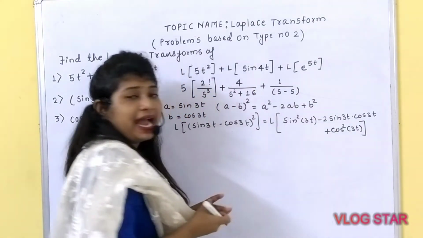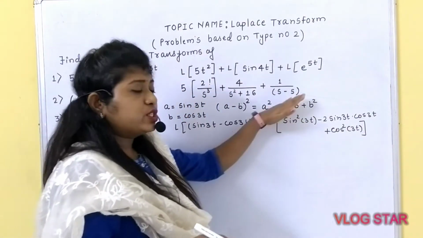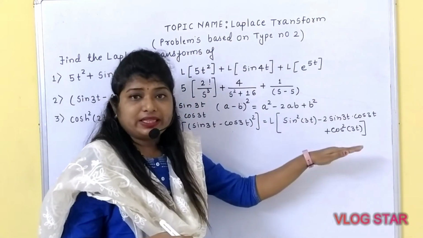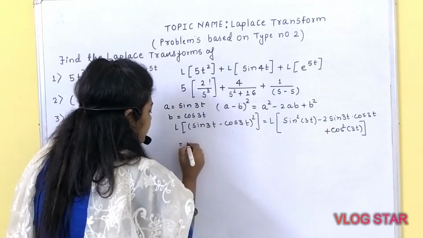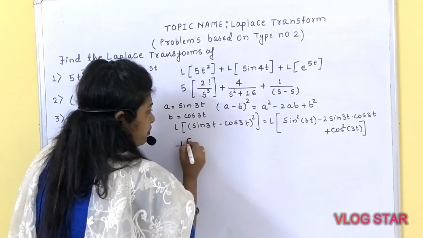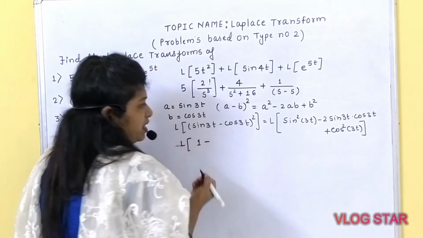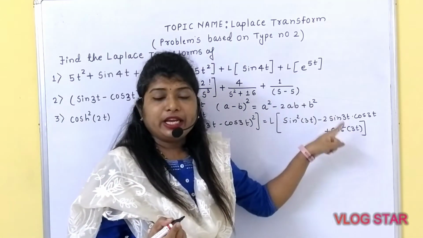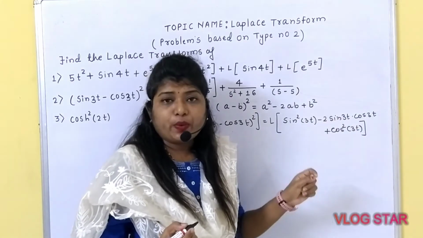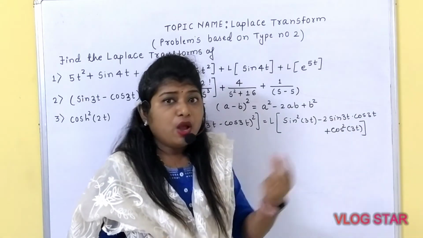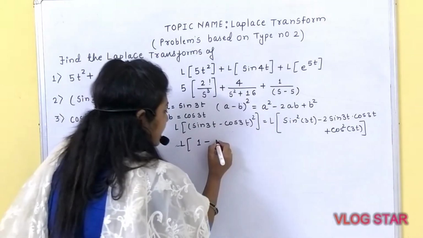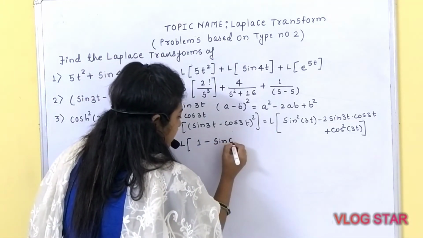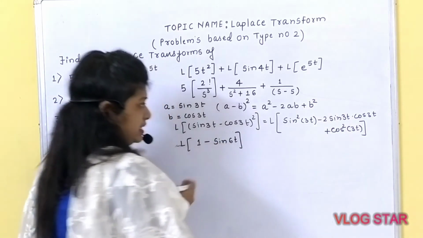If you remember the identity formula, sin square theta plus cos square theta is always equal to 1. So can I write it in this format? Laplace of 1 minus 2 sin theta into cos theta, which is equal to sin 2 theta. What is theta in this case? 3t. So it will become sin 6t. I hope you are getting this.